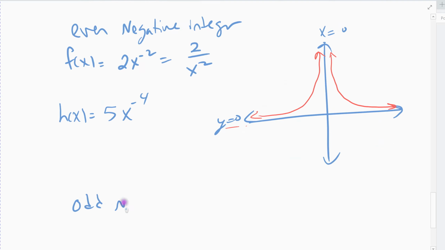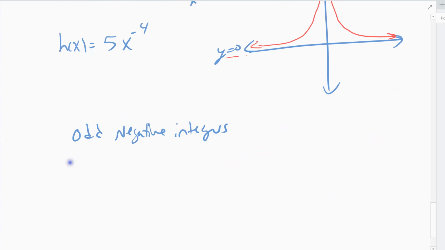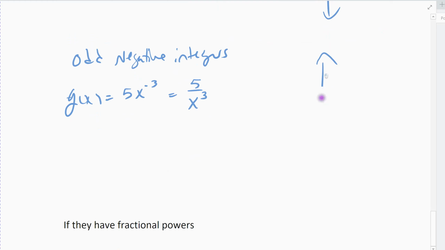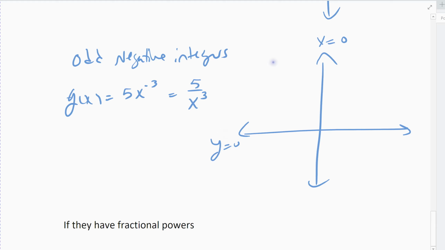So now we have the odd negative integer case. An odd negative integer would be more like the g of x example, 5x to the negative 3, which was 5 divided by x cubed. If you graphed that out, you still have an asymptote at 0, right? I can't plug 0 in. The degree of the denominator is still bigger than the degree of the numerator, so it's still going to approach 0 on both sides. But the shape is different. On this side, it stays positive. This is the first piece. It's positive because when you have an odd degree, it stays positive. When you have an odd degree, though, negative also stays negative, so it's on this side.